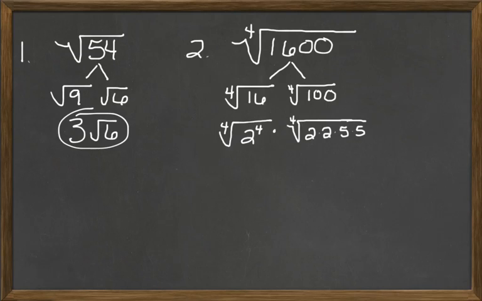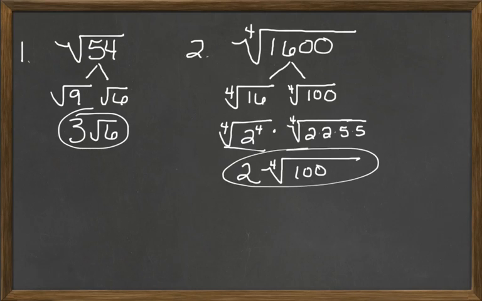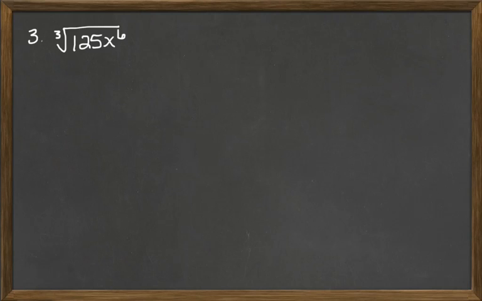I also broke 100 down because I wanted to make sure that there was no 4 equal factors present in 100. And as you can see, as I broke it down into the primes, we have a set of 2s and 5s. And what we're really looking for is a set of 4 of a kind. We don't have it. So the answer is going to be 2 times the 4th root of 100. All right, let's take a look at the next question.